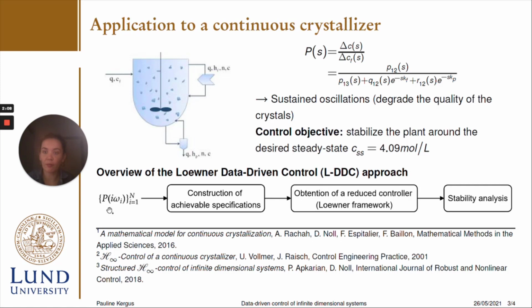So from samples of the frequency response of the system, I can first construct achievable specifications, which is very important in data-driven control, before moving to the core of the technique, which is the obtention of a reduced controller through the Loewner framework. And then I can move to closed-loop stability analysis, still in a data-driven framework. All these steps are detailed in the poster if you have any question.